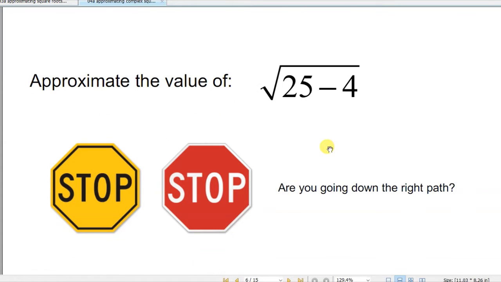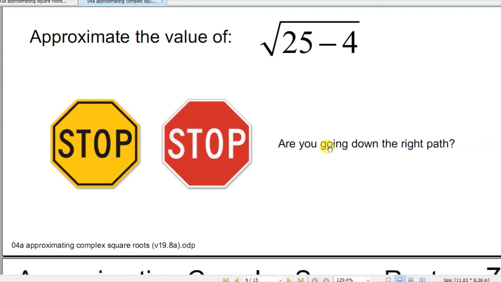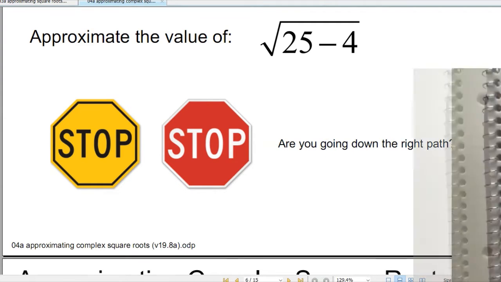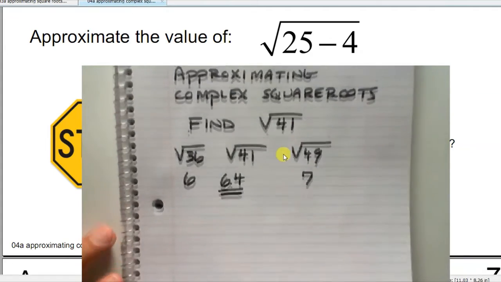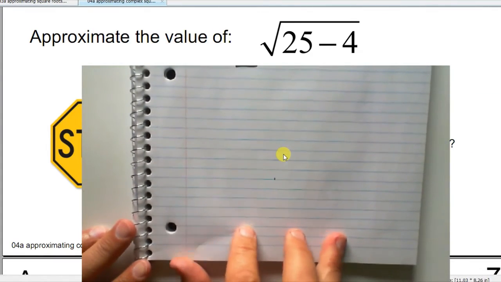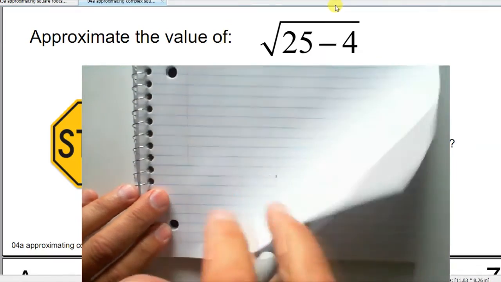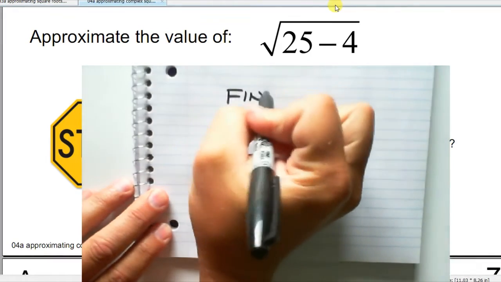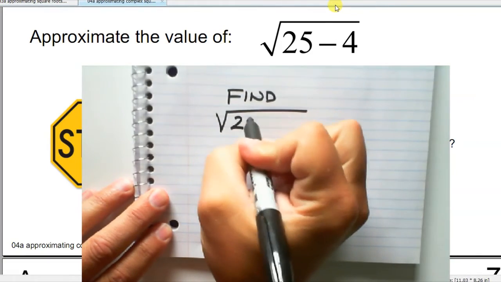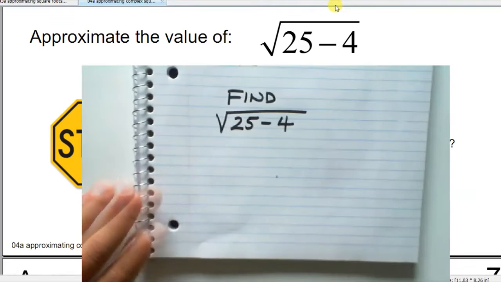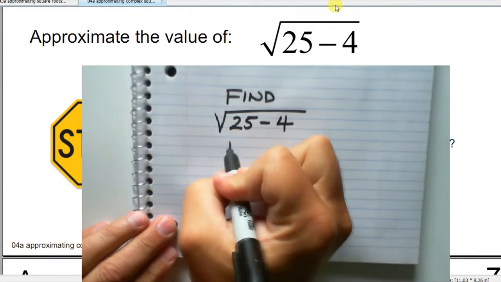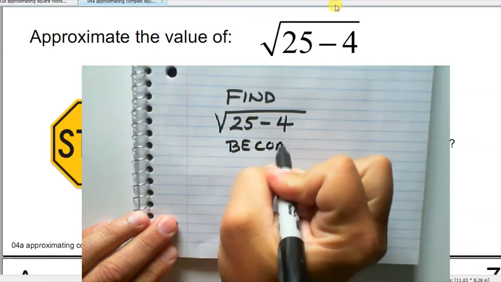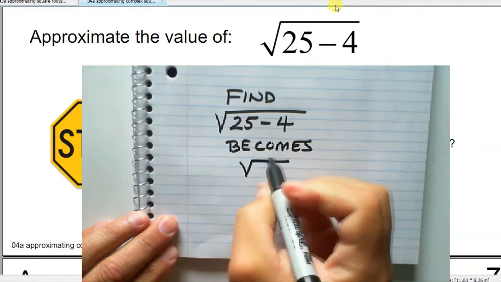But now we need to approximate the value of the square root of 25 minus 4. Now I think as you're looking at this, you might want to just take the square root of 25 and take the square root of 4. But that is the wrong thing to do. What we're actually going to do first is the subtraction. So 25 minus 4 becomes the square root of 21.